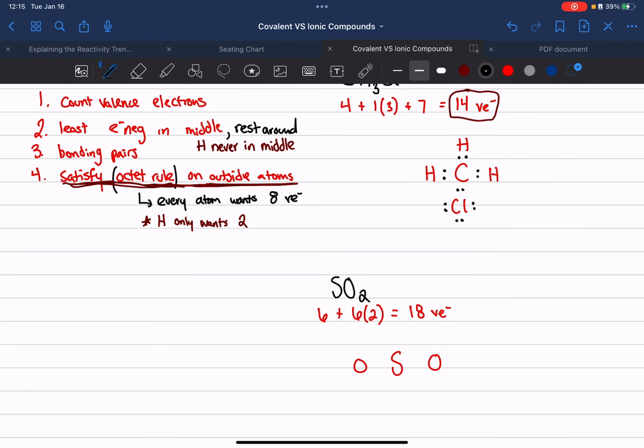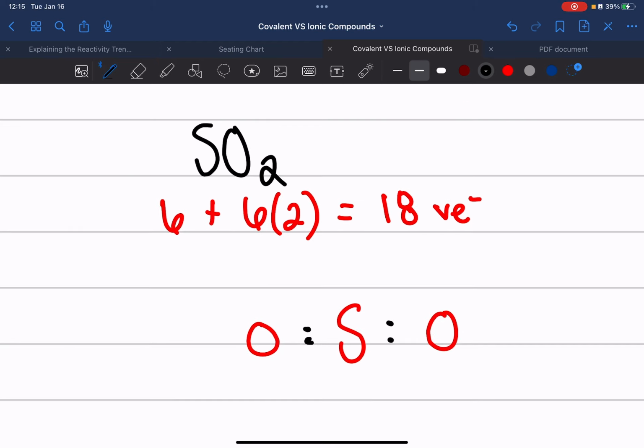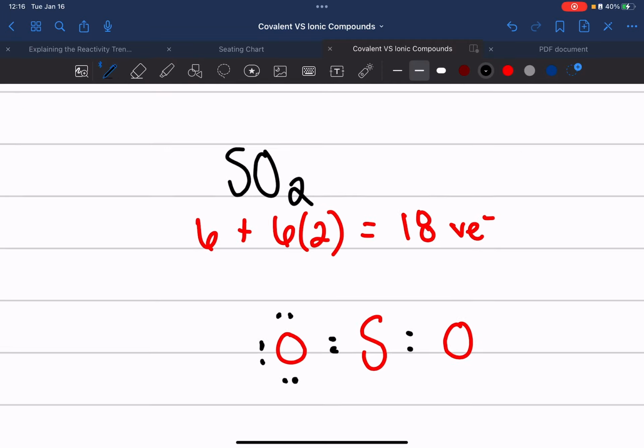Next, step 3, I'm going to do my bonding pairs to make sure these atoms in a molecule are actually bonded to each other. Next, we need to satisfy the octet rule on the outside atoms. So I've spent 4 of my electrons, 1, 2, 3, 4. I have 18 that I have to draw, which means I have 14 left to play with. I'm going to focus on my outside atoms first, because that's what my step 4 says to do.